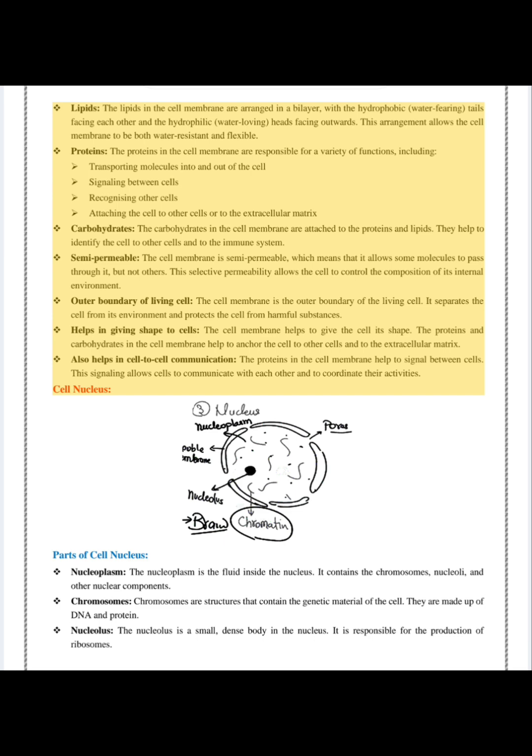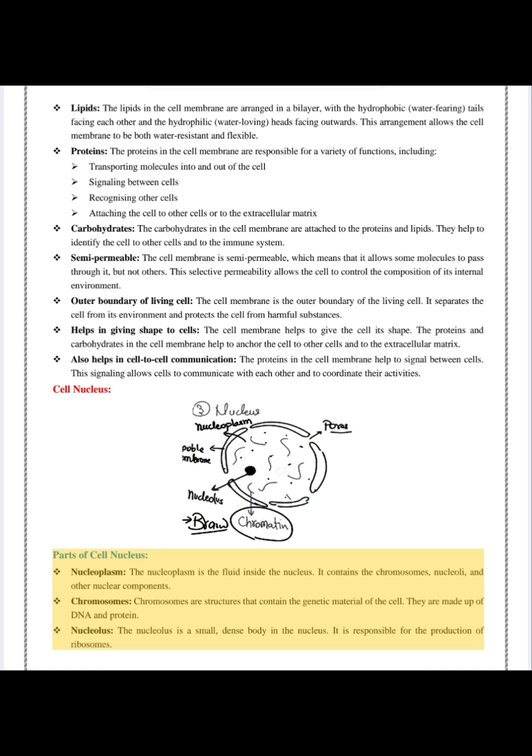Cell nucleus. Parts of cell nucleus. Nucleoplasm. The nucleoplasm is the fluid inside the nucleus. It contains the chromosomes, nucleoli, and other nuclear components. Chromosomes. Chromosomes are structures that contain the genetic material of the cell. They are made up of DNA and protein.